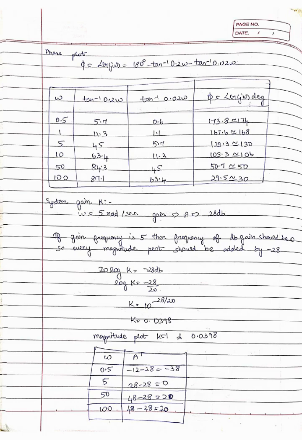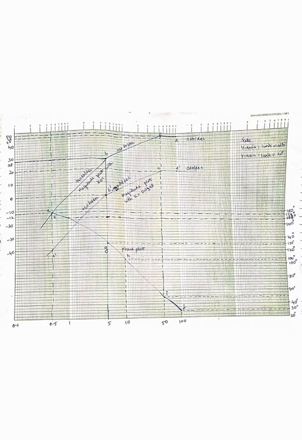So we are going to plot a graph such that the dB values are reduced by 28. So omega and A dash become 0.5, 5, 50, 100. All the values come here as minus 40, 0, 20 and 20. So now we can plot the graph. For k equal to 0.0398, we have plotted the graph as A dash, B dash, C dash and D dash, so that we can specifically see the difference between the two magnitude plots. So this is the Bode plot explanation of this problem. Thank you.